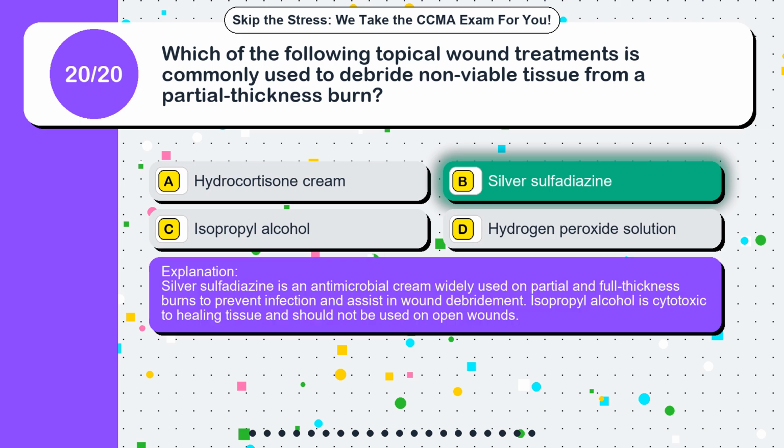Silver sulfadiazine is an antimicrobial cream widely used on partial and full thickness burns to prevent infection and assist in wound debridement. Isopropyl alcohol is cytotoxic to healing tissue and should not be used on open wounds.